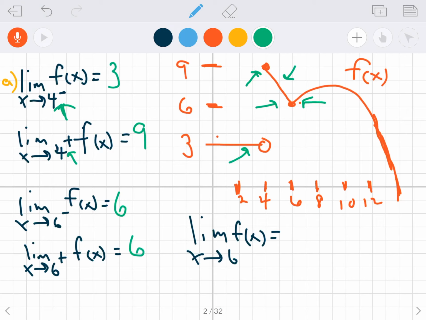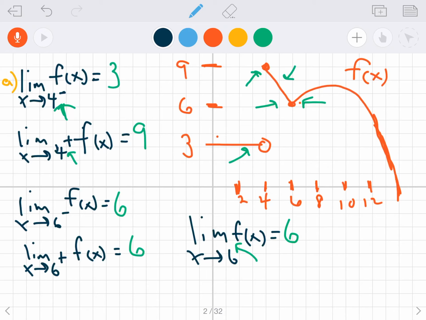So what is 6 from the left and the right? Meaning, when there's nothing here, in this section there's nothing there, that means from the left and the right, it's defined at the point. We have 6 from the left, which is 6. 6 from the right, which is also 6. So we know that is 6.